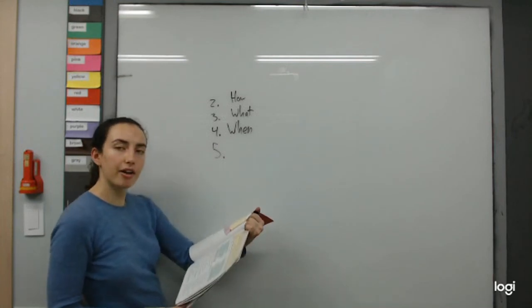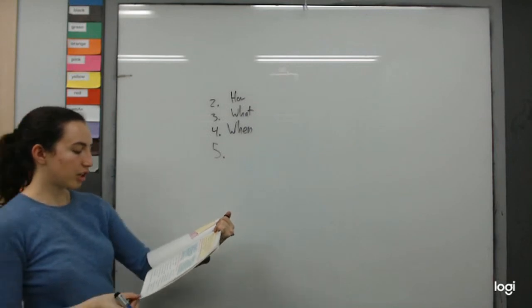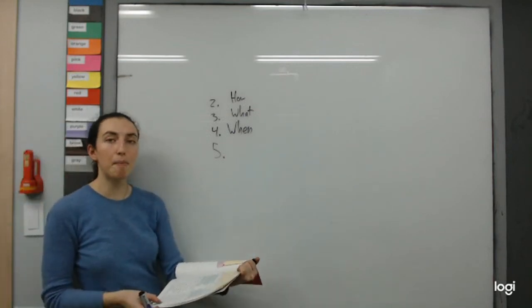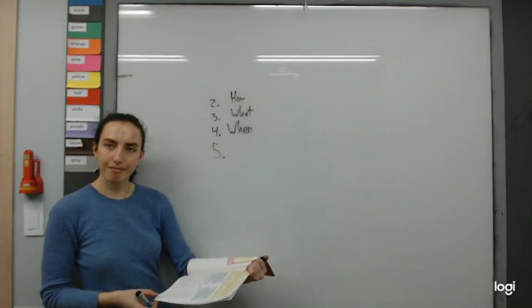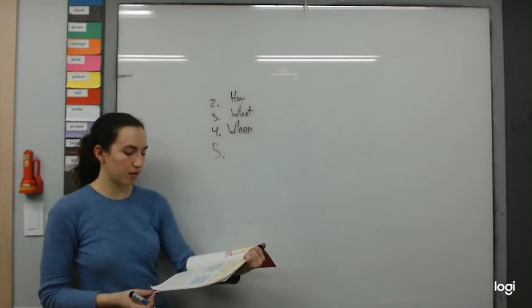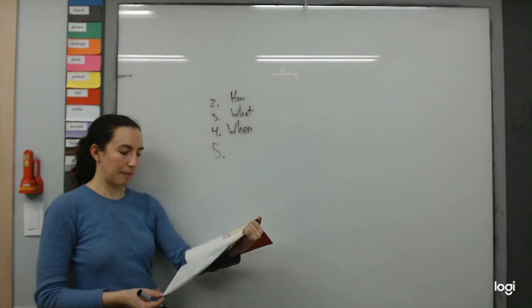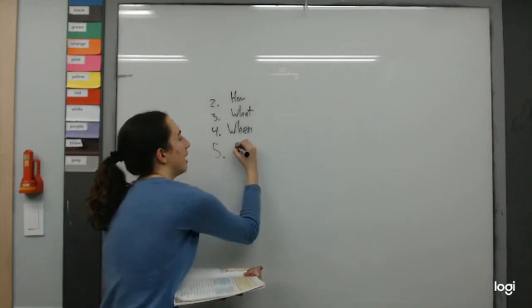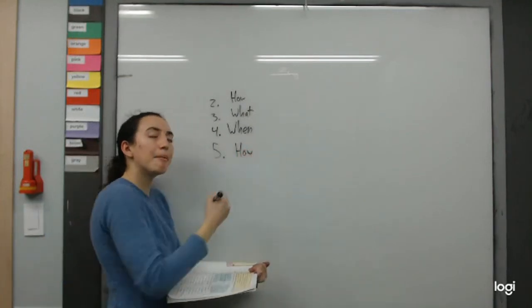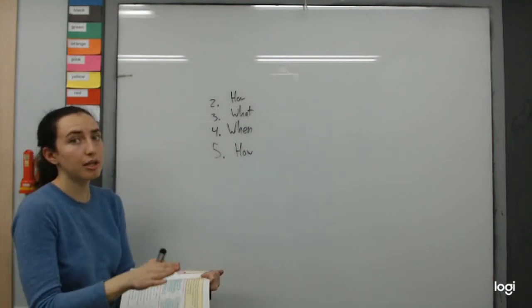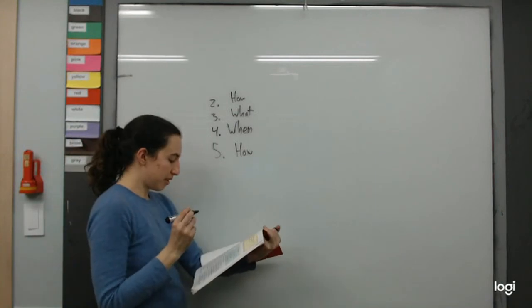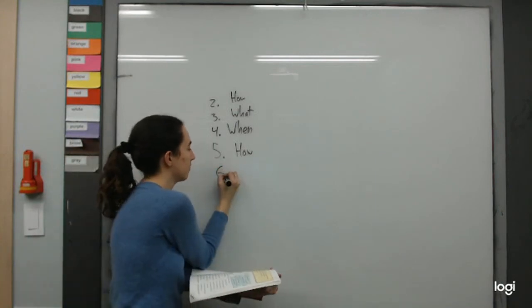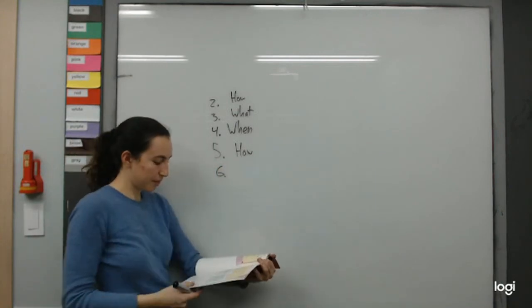Next, how was your mom yesterday? She was a bit tired. So, this question is asking about your mom. It wants to know the feelings or the way of your mom yesterday. So, we can ask how. Because mom is a noun. You can touch mom. She is a person. She is a noun. Okay. And how goes with nouns.